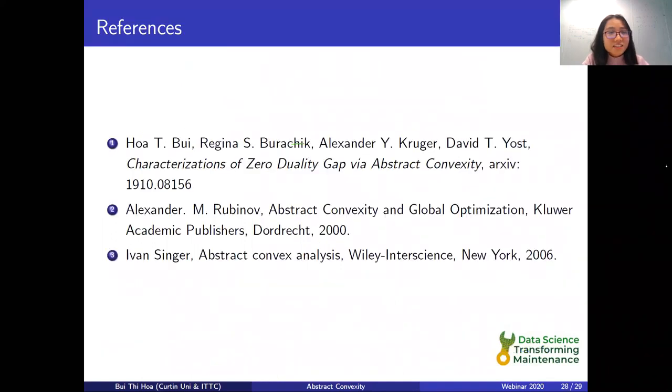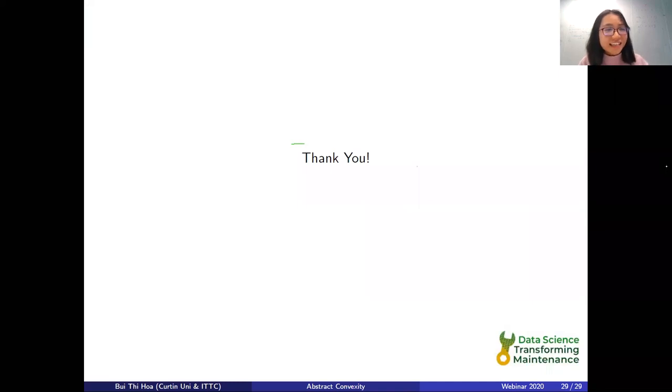So this talk is based on a manuscript with Regina, Alex, and David. Abstract convexity is a very interesting and rich field that has many applications in functional analysis and other fields as well. If you want to know more about abstract convexity, I recommend the book of Alex Rubinov, which has a discussion on global optimization, and also another book with Ivan Singer on abstract convex analysis. So thank you very much for your attention.